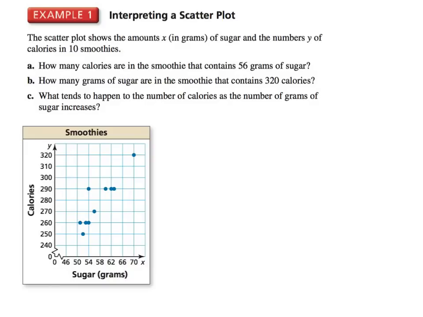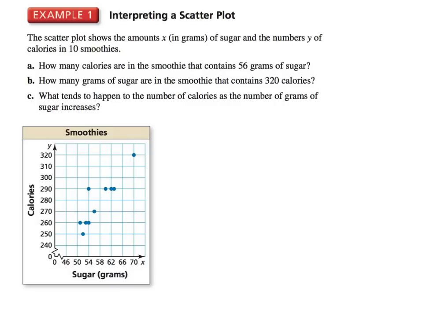So we're going to look at our first example. Our first example talks about smoothies. It says, the scatter plot shows the amounts X in grams of sugar and the number Y of calories in 10 smoothies. So basically right now all we're doing is interpreting what this means. Notice a couple of things. We have a title and two labels, X and Y labeled, and then we have our numbers. Notice though on both of these that we have breaks in our graph. You can also do breaks in your graphs.